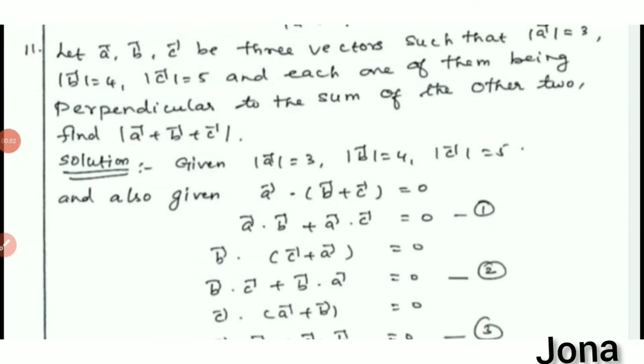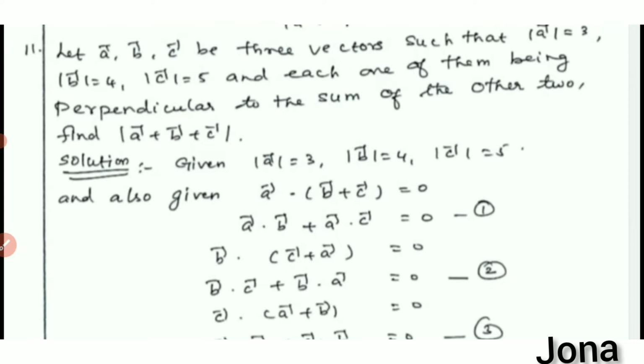11th sum. Let vectors A, B, C be the three vertex vectors such that modulus of A vector is 3, modulus of B vector is 4, modulus of C vector is 5, each one of them being perpendicular to the sum of the other two. Find modulus of A vector plus B vector plus C vector.